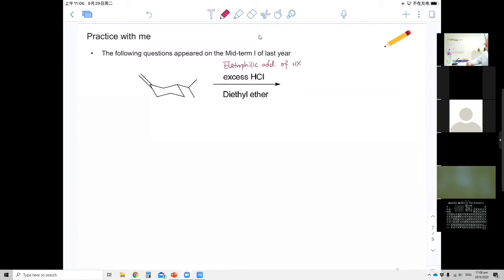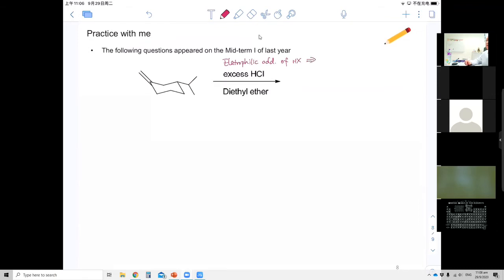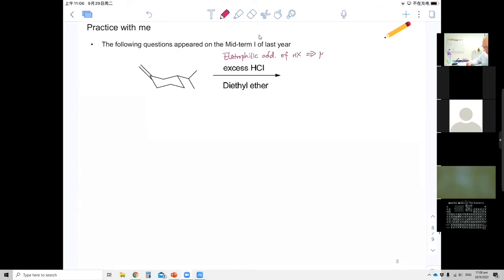right? And then what's the selectivity here? So Markovnikov, right? So the H adds to the carbon with more H, okay? Many of you may not see clearly what this looks like. So this is equal to, if you draw a six-membered ring in here, it looks like this. And the isopropyl group is pointing down, right, on this carbon.